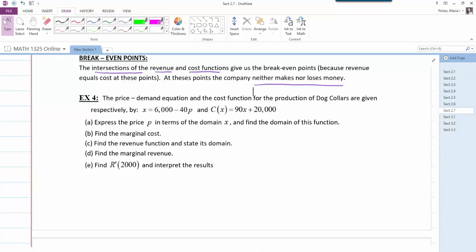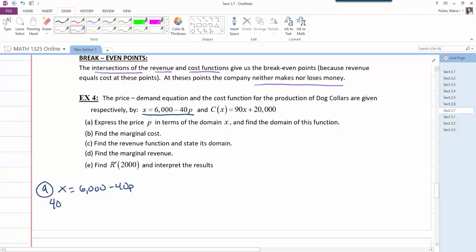This is the same as what we did for example 3's part A. So let's do that again. What that means is take this given price-demand equation and solve it for P. So x is equal to 6,000 minus 40P. If I add 40P to both sides and subtract x from both sides, I end up with 40P equal to 6,000 minus x. Divide everything by 40, and P is going to equal, well, 6,000 divided by 40 is 150, and then minus 1/40 x.